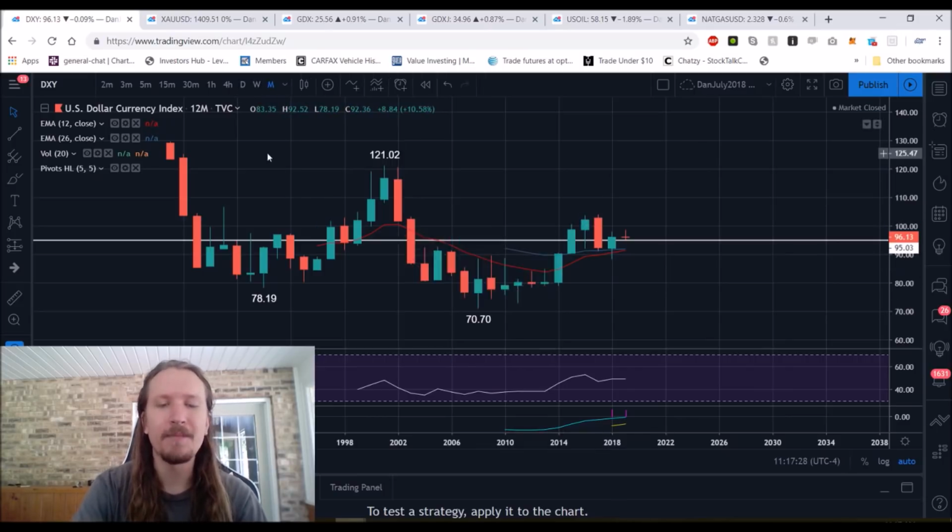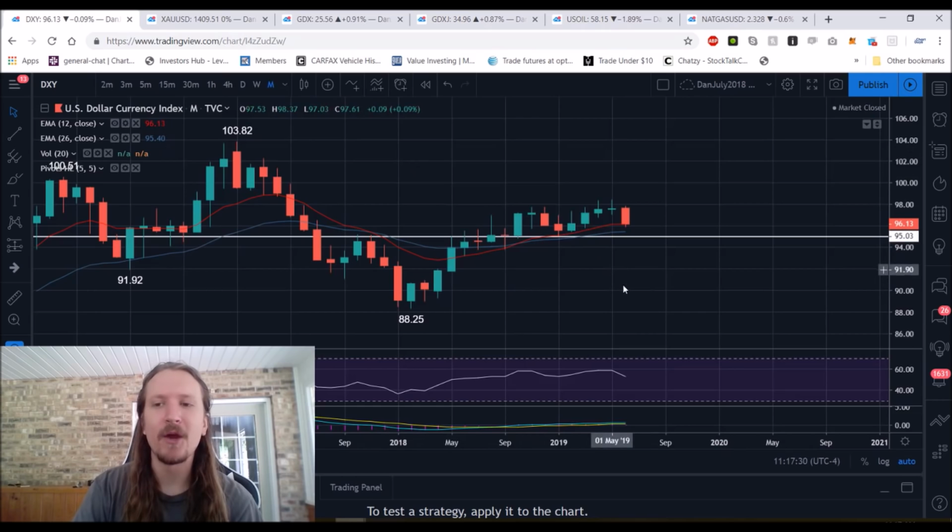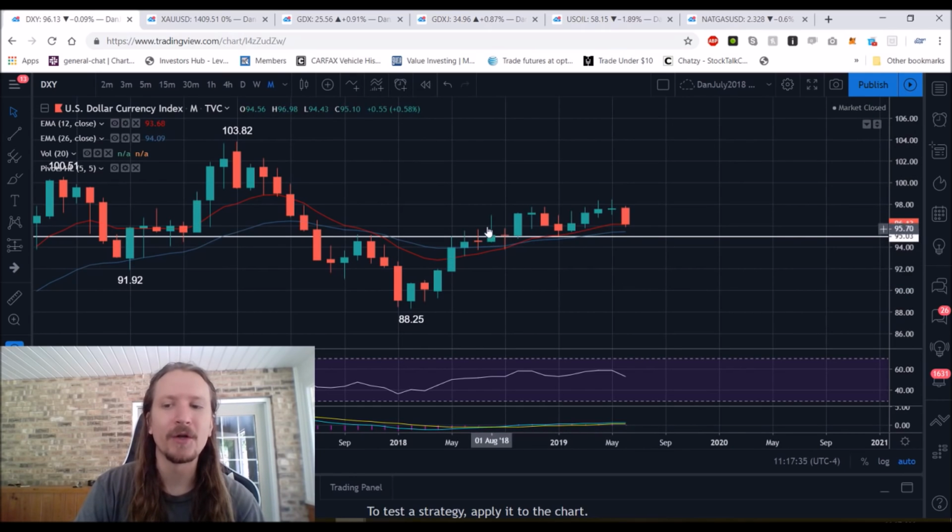But for now, it's all about the monthly time frame. That's what we care about, and 95.03 is the most important support level for the dollar as we head into the second half of 2019.